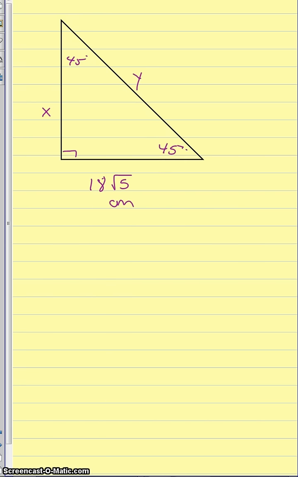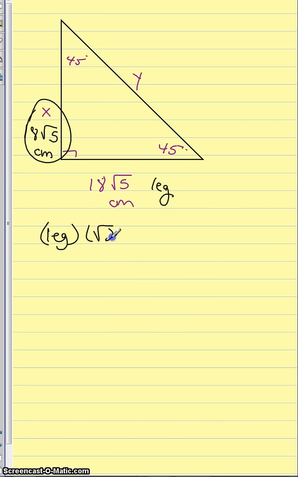Second example. In this example, I also have a leg. The leg is 18 square roots of 5. That means the other leg is the same measurement, so it's 18 square roots of 5 centimeters. The hypotenuse is the leg times the square root of 2. So I'm going to plug in my numbers. 18 square roots of 5 times the square root of 2, and I will have the value of y.